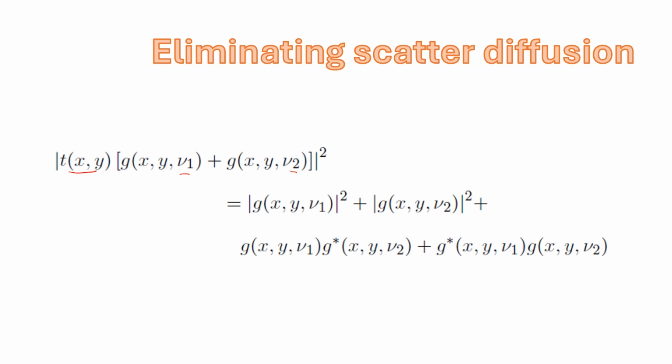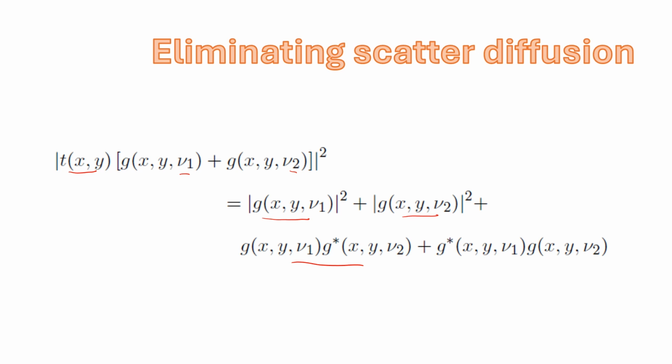Each is modulated by the distortion from the scatter. When we multiply this out, we have the field magnitude squared at frequency 1, the field magnitude squared at frequency 2, and this cross term. We could isolate the cross term by spectral filtering. If there's a beat frequency between the two frequencies, we can filter on that. It's also possible just to measure the hologram at the two different frequencies and then digitally multiply the holograms together to cancel out the scatter field.